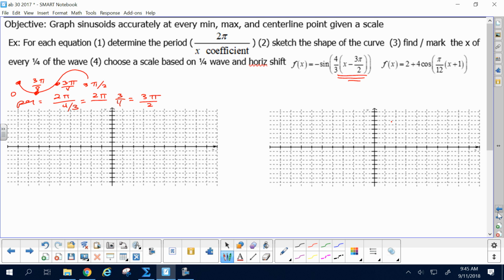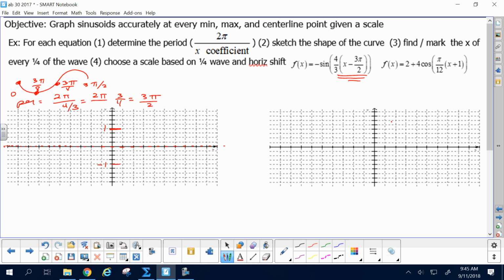Last but not least, the vertical part. What's the center line at? 0. What's the amplitude? 1. Let's space this out a little. I'm going to make this a little bigger and go 4 boxes to 1 and to -1, just so it's not sitting right on the axis and it looks a little better, right?